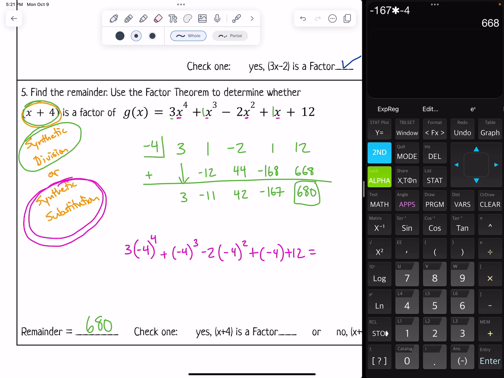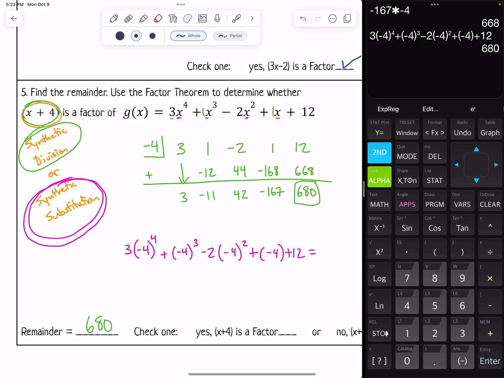And then let's use our calculator here. So I'm going to type it in just like I wrote it. It's definitely good to use parentheses. So 3 times negative 4 to the 4th power plus negative 4 to the 3rd power minus 2 times negative 4 squared plus negative 4 plus 12.